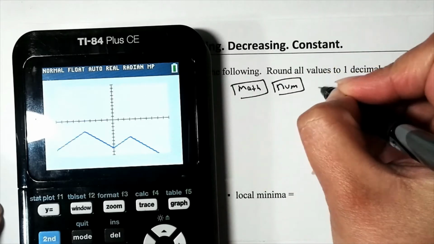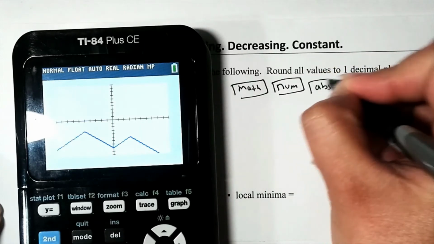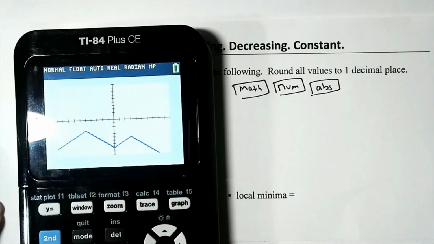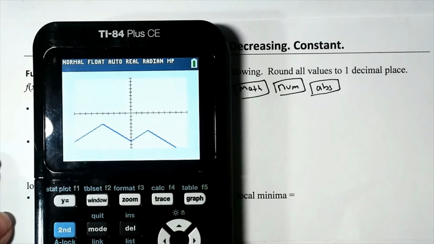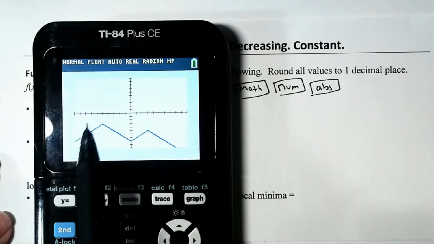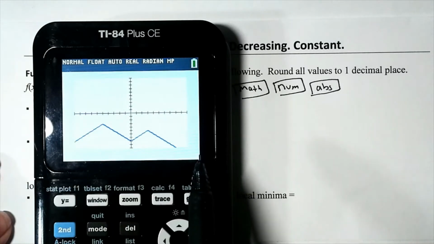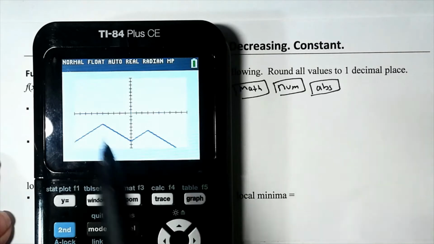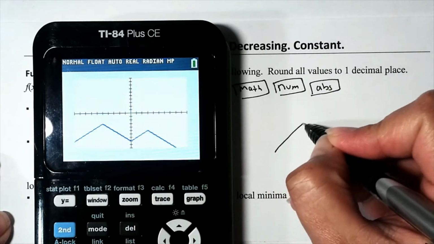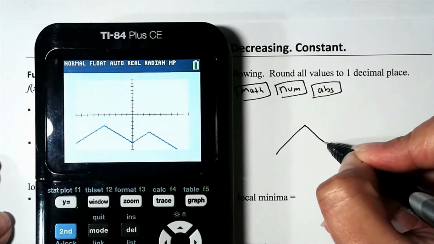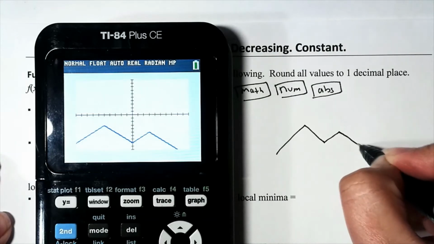And then we're going to select ABS for absolute value. And then, yes, cool. So let me do a quick sketch. So we have going up, down, down. And then the first peak is a little bit higher. So something like this, something like this, something like this, something like this.